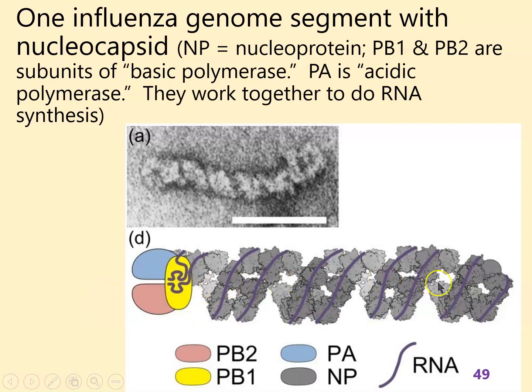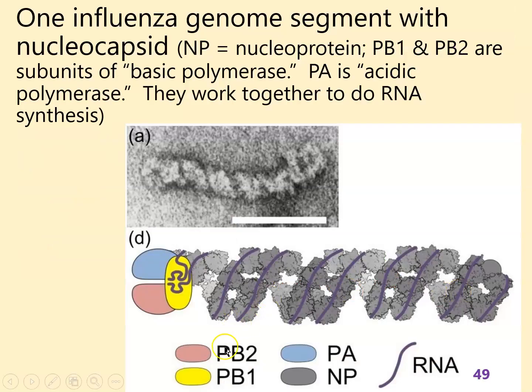So this is negative sense RNA. It cannot be translated. A positive sense copy, or a positive sense reverse complement, must be made before anything else can happen. And that's what these enzymes are going to do. So these are 3 different enzymes that work together to do all the different little steps that have to happen in order to start making a reverse complement.